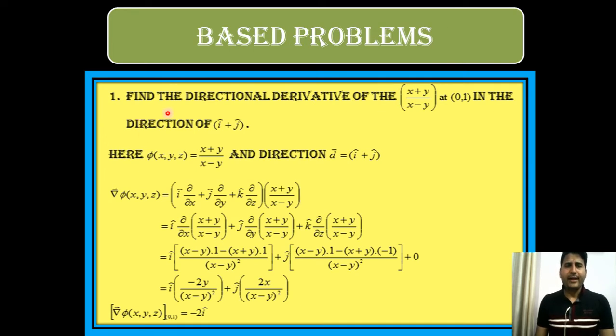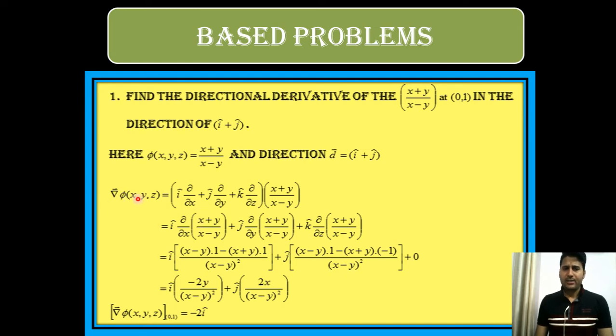The question: find the directional derivative of this surface at the point (0, 1) in the direction of d. So as I told you, we have to decide two things. This is the surface, as it is a scalar quantity, so this is phi, and the direction is i plus j. So we have decided what phi is, that is the given function or surface, and we have decided what the direction d is. Now as I told you, the directional derivative is what? Del phi dot d cap. So first of all we need to find del phi.